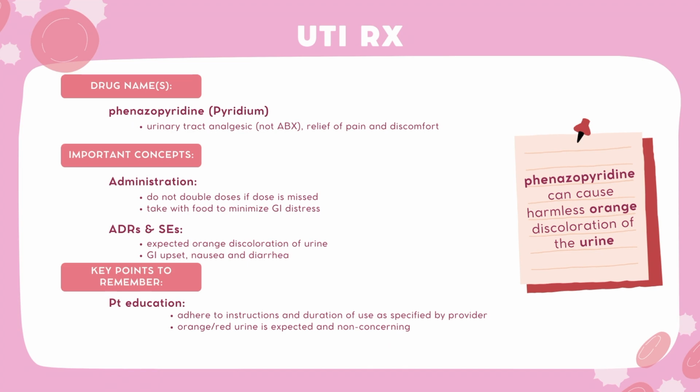The brand name, Pyridium, can clue you into its indications as well as unique side effects. When you see pyr, think pyro, like fire. Give this medication for fiery urine, and expect fiery colored urine as an expected and non-concerning side effect. Other patient education for this medication should include that it should be taken with food to minimize GI distress, and emphasize once again that this medication does not treat the infection itself, but rather the associated symptoms.